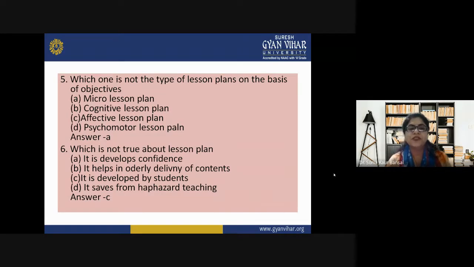Then the sixth question is which is not true about a lesson plan. So it is developing confidence. It helps in orderly delivery of contents. It is developed by students. It saves from haphazard teaching. So the correct answer is it is developed by students. It is not developed by students, it is developed by teachers.